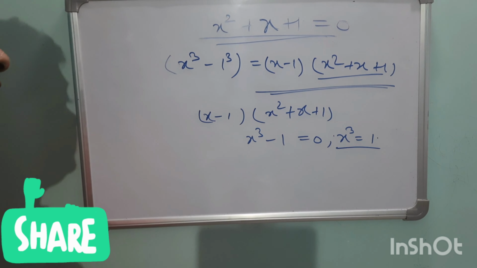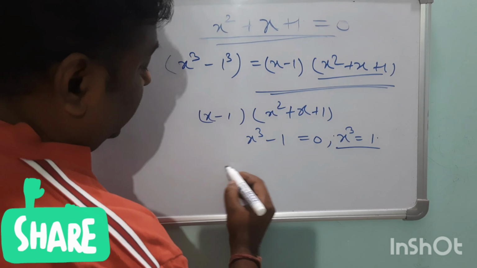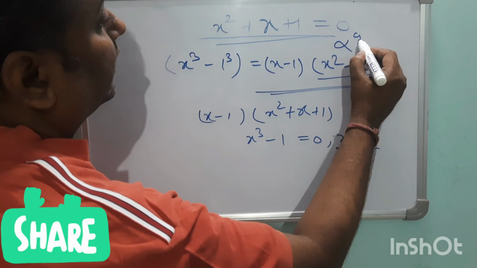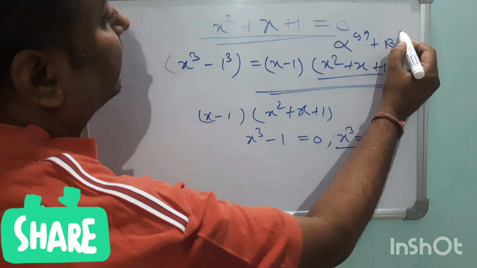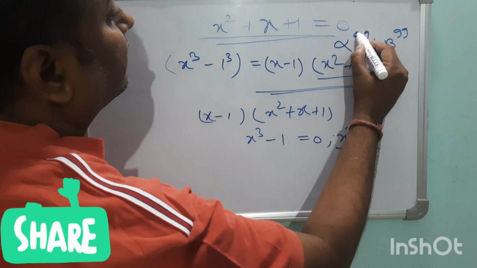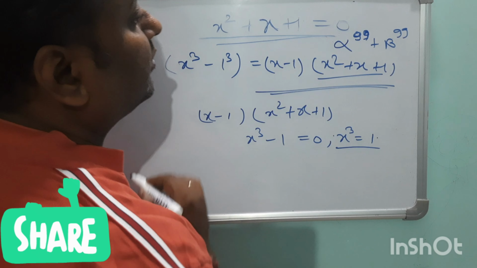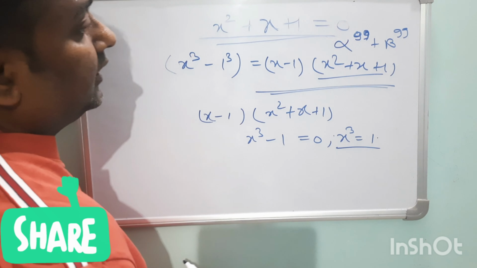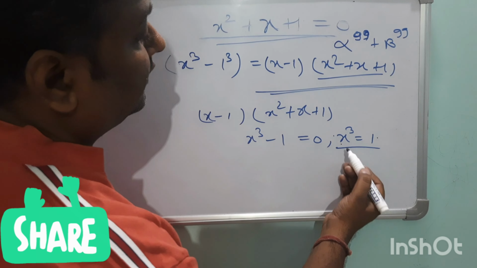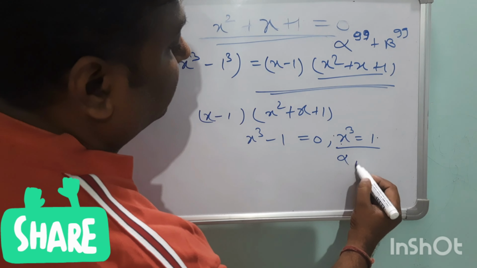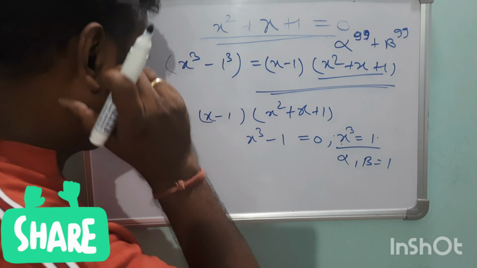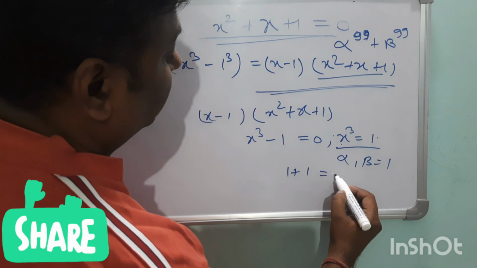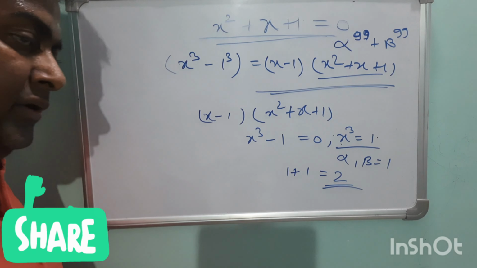So what will a typical question be here? The question will typically be to find alpha 99 plus beta 99. Now if you see, you will say it's very difficult to find, right? But since alpha and beta will be 1, 1, the same one, if you put it here, it will be 1 plus 1, that is equal to 2. So it becomes very easy.